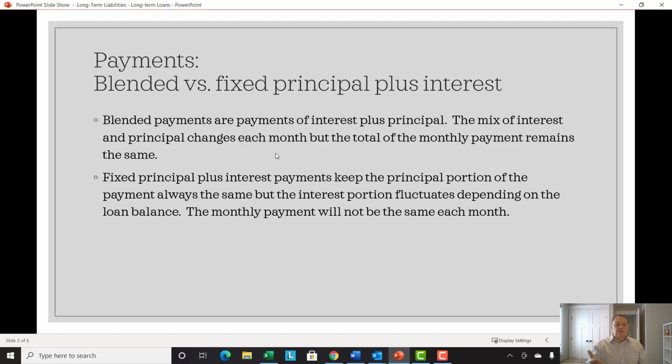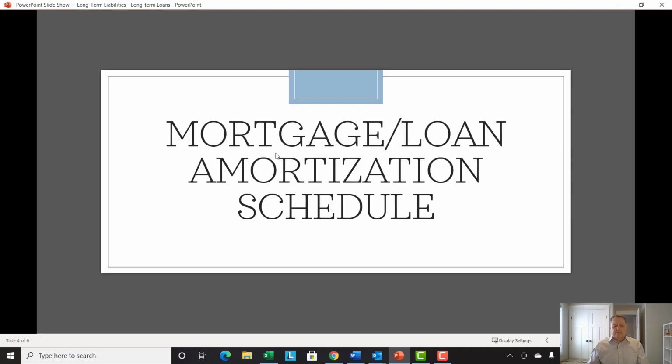Now, contrast that with fixed principal loans, where it's a fixed principal payment plus whatever the interest is that needs to be paid. So, for example, we could have a payment of $5,000 of principal that we pay every month, but the interest will probably go down every month as time goes by. So the monthly payment does not remain the same in that case.